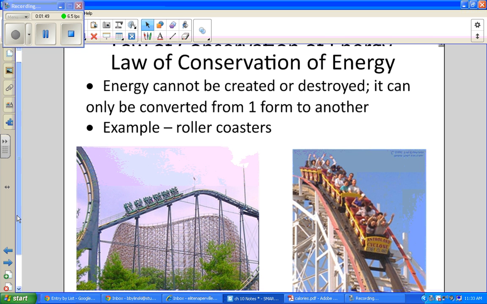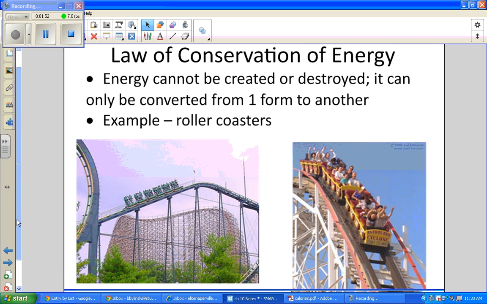Okay. Now, you might recognize this law of conservation, and we did talk about this in semester 1, but now we're talking about it in terms of energy. So it's the same deal. You cannot create or destroy energy. It's just converted from one form to another.